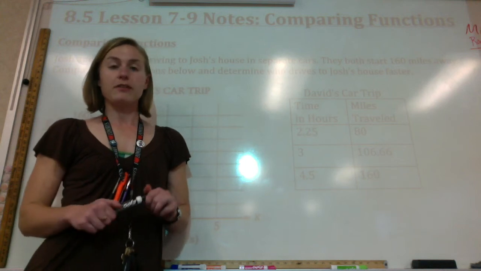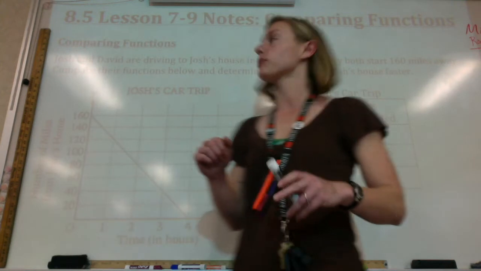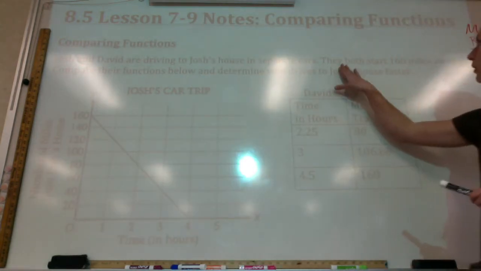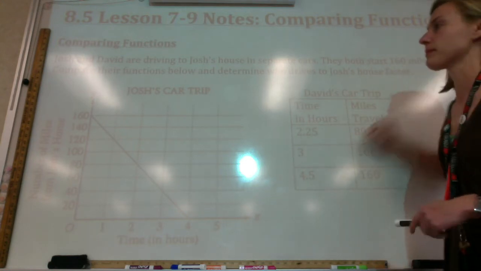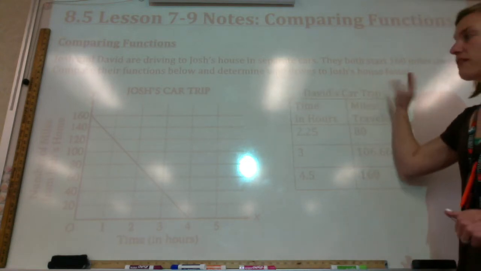Now that we've learned about functions, we get to compare them. So let's take a look at our first example problem. Josh and David are driving to Josh's house in separate cars. They both start 160 miles away. So it's pretty far away that they're going to be starting. Compare their functions below and determine who drives to Josh's house faster.